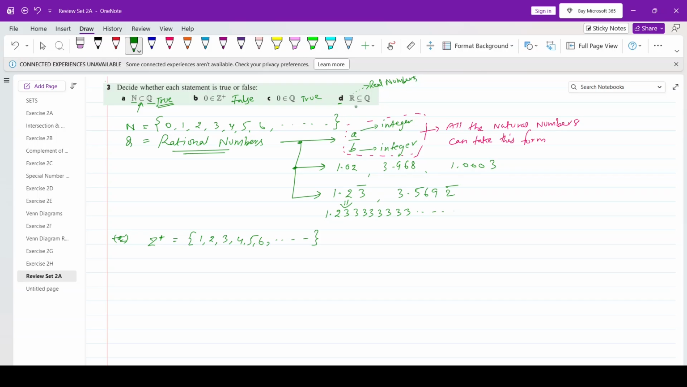Is R a subset of rational numbers? Is real numbers a subset of rational numbers? No, or rather that is opposite. Rational numbers are the subset of real numbers. So this statement is false. Let's go to the next question.